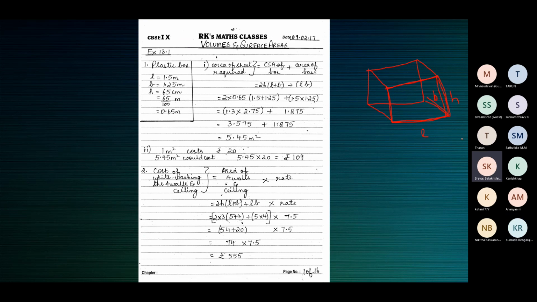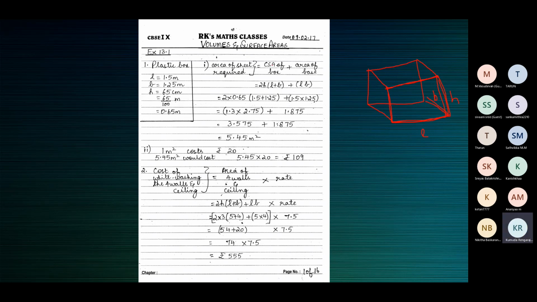Ma'am, front and back, it's length into height. Very good. And then one more? Top and bottom, breadth into length, L into B. Very good. All right. So that's what it is.